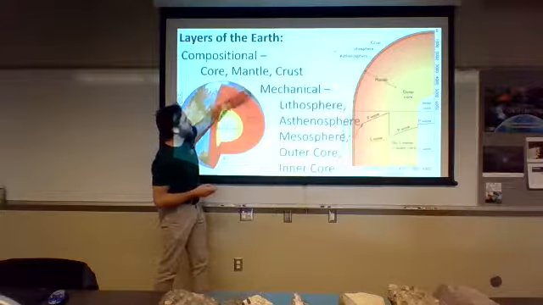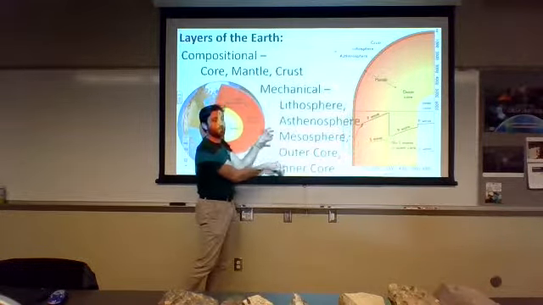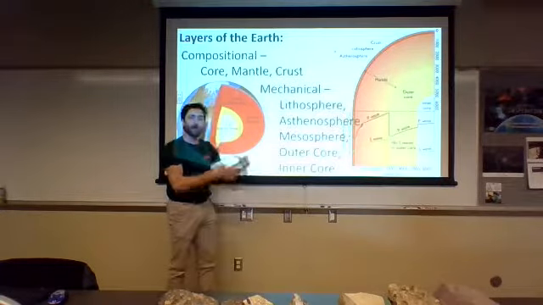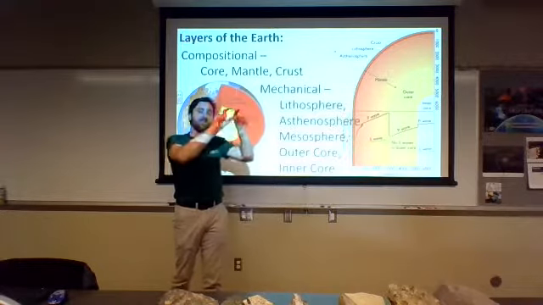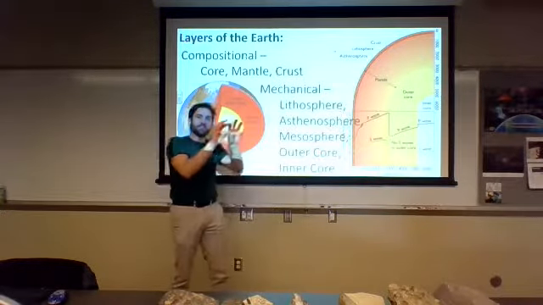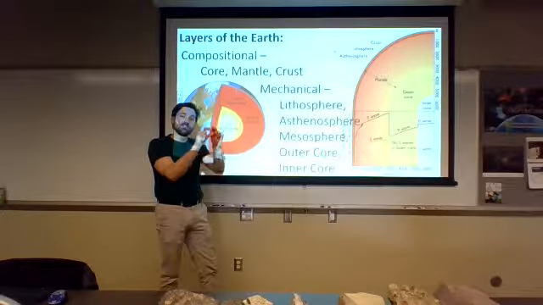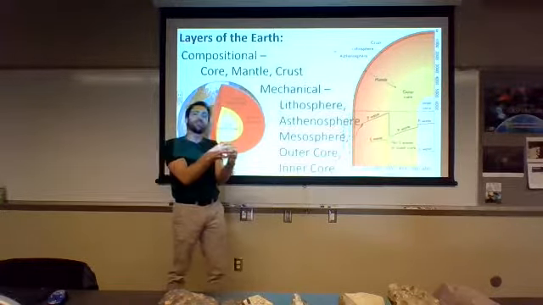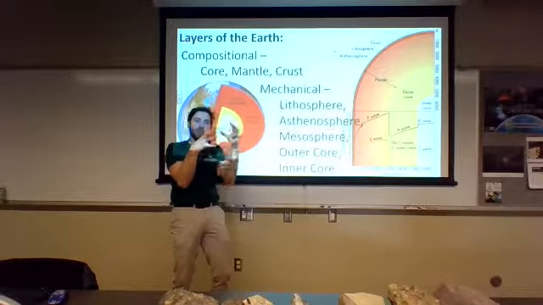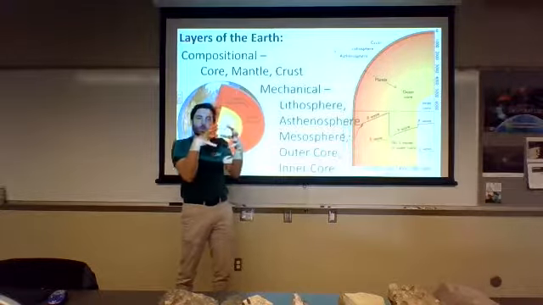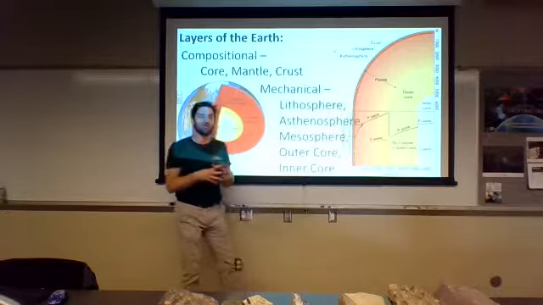So the compositional layers, we still have a core compositionally, but that can be split into two different mechanical layers. An inner core, which is a solid metal sphere of iron and nickel, and then the liquid outer portion that's still hot enough, and not under quite immense pressure, to still be a liquid. Now, slowly over time, that inner core is freezing and is absorbing, well, not absorbing, but as the outer core liquid portion freezes and turns solid, the inner core of the Earth is growing through time.